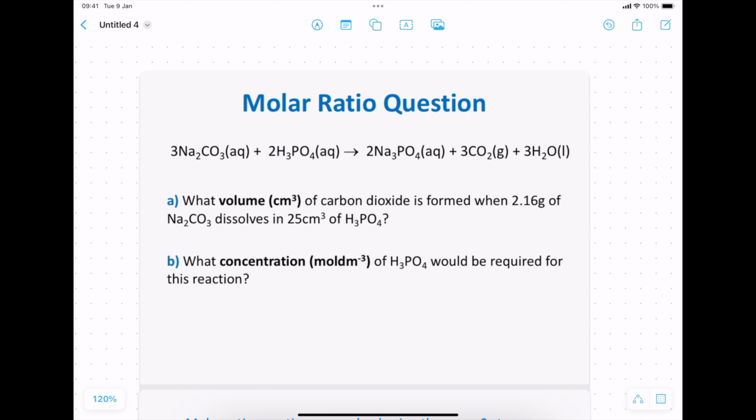In this example, you'll see that it involves reactants and products in the liquid and gas phase, which is different to the one that I covered previously. However, I'm going to be using the same 3-point process just to prove that it can be used in any situation. So let's take a look at that again.